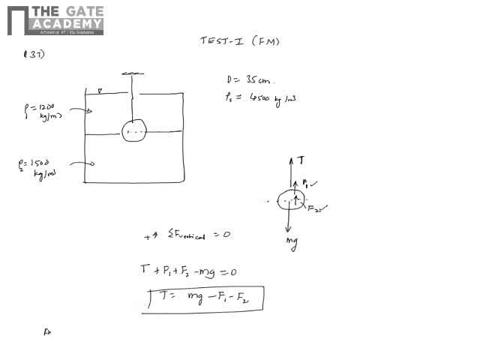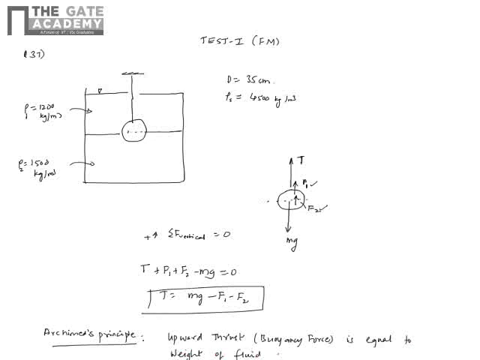Here we use Archimedes principle. Whenever you have a body which is partially immersed or fully immersed, the upward thrust that comes is derived from Archimedes principle. So what does Archimedes principle say? It says that the upward thrust, or the buoyancy force, is equal to the weight of the fluid displaced by the solid.